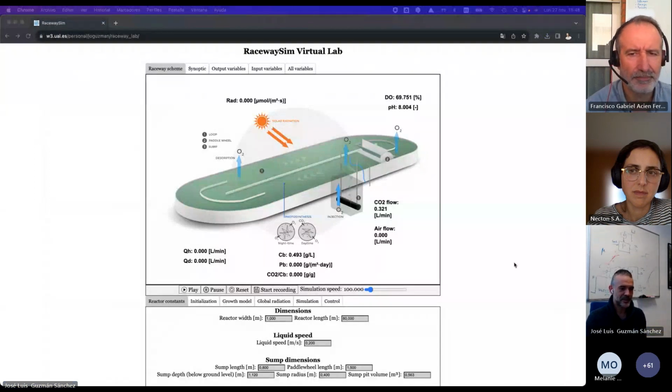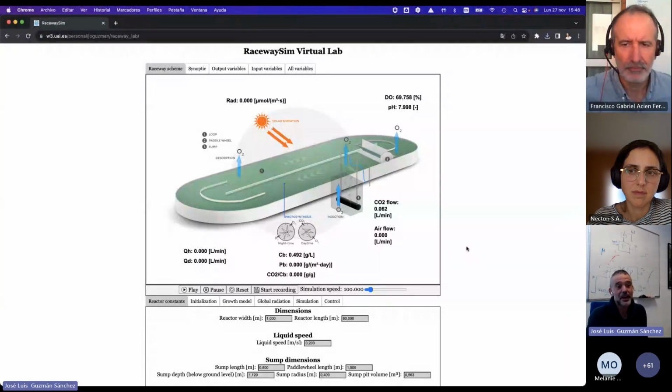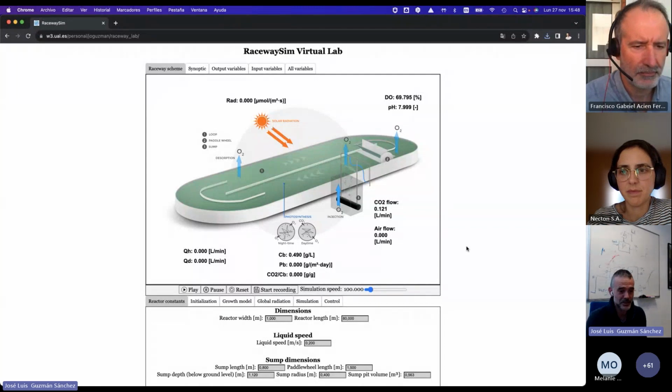So these are only a few of the examples we can run on the simulator, because as you can imagine, it's like a toy. We can keep playing with the simulator and ask any question we have in our mind.